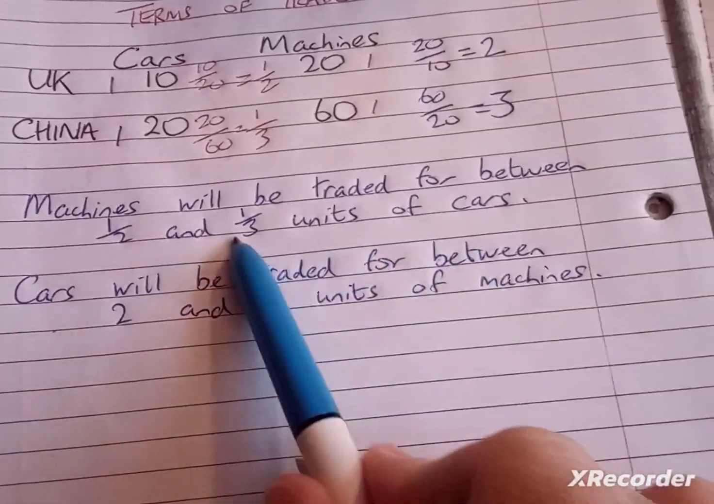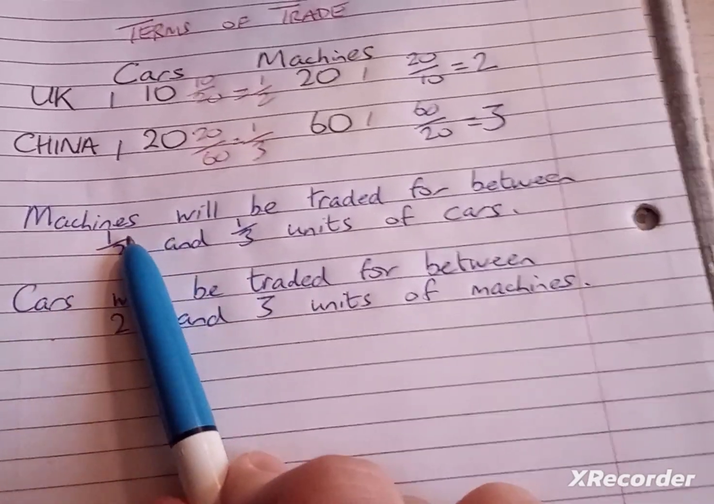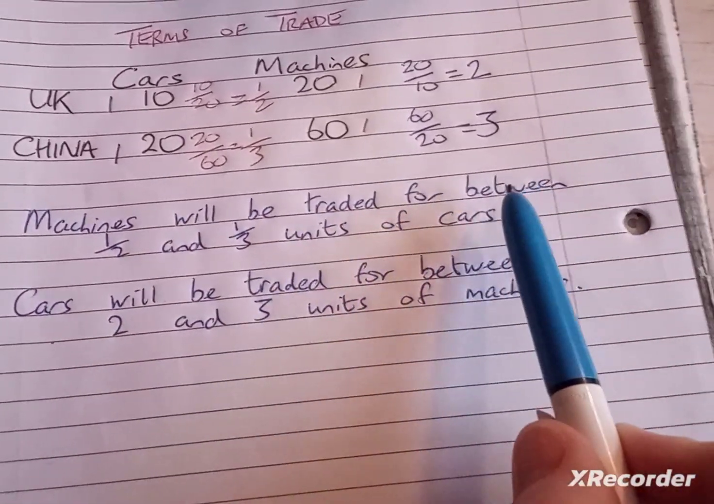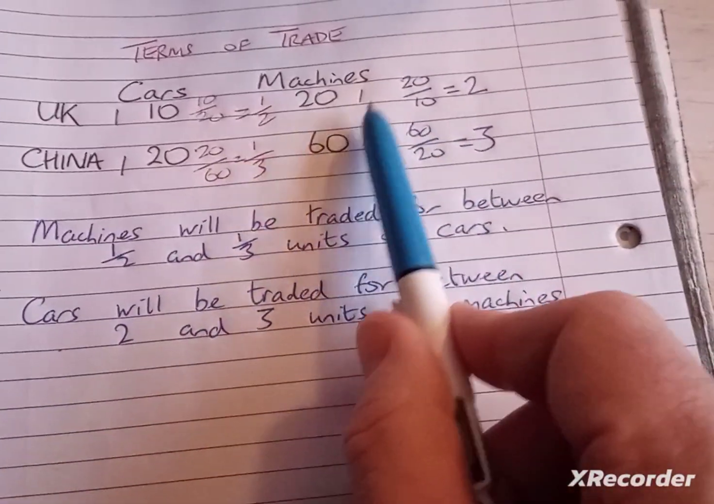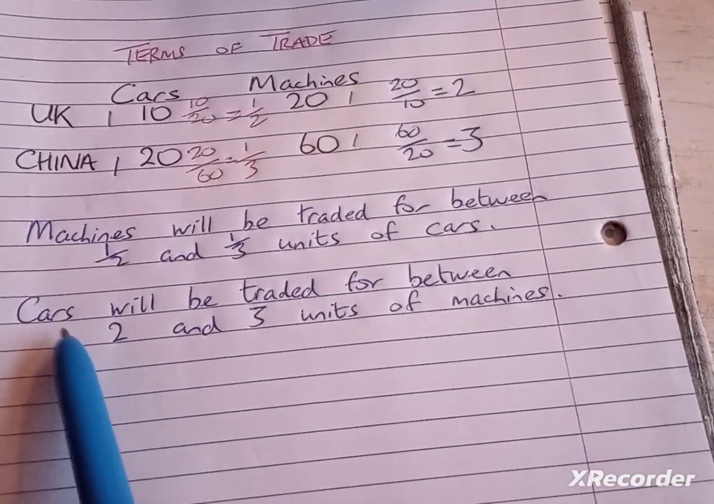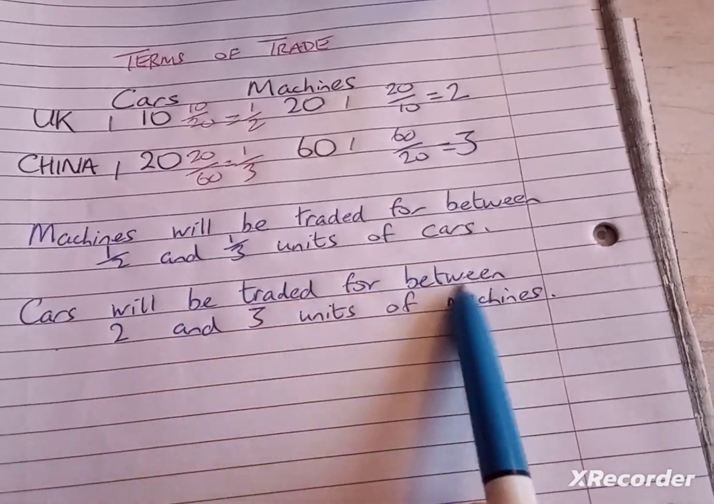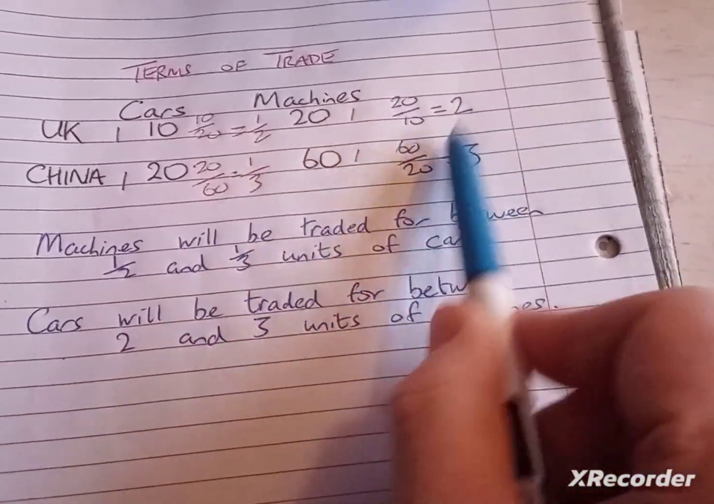And then just to finish that out, you would write it out something like this in the exam, that machines will be traded for, as we said, between a half and a third units of cars. So machines will be traded for between a half and a third units of cars. And then cars, going the other way, will be traded for between 2 and 3 units of machines. We established that up here.